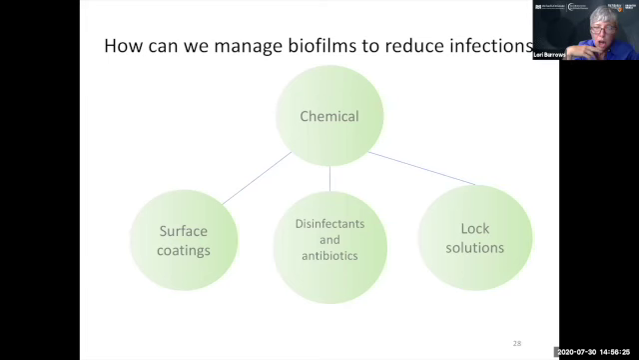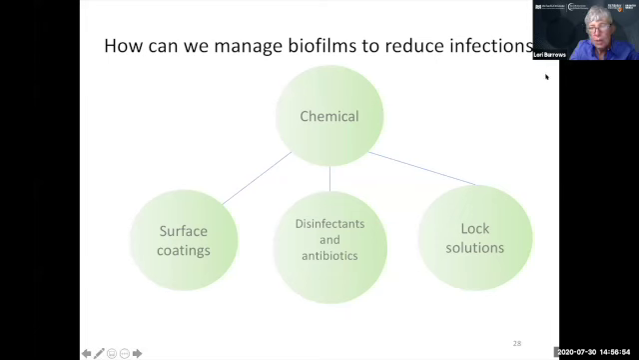Another common chemical coating is silver. It has some advantages, but it also has some disadvantages because silver can also be toxic. And we are now starting to see bacteria that are resistant to silver. They have modified efflux pumps for other metals like copper and use those to resist silver. So the more we use silver, the more we're going to select for that.